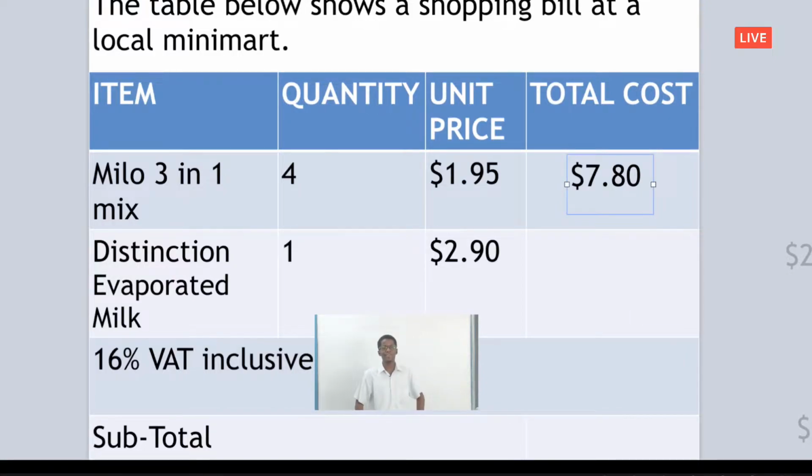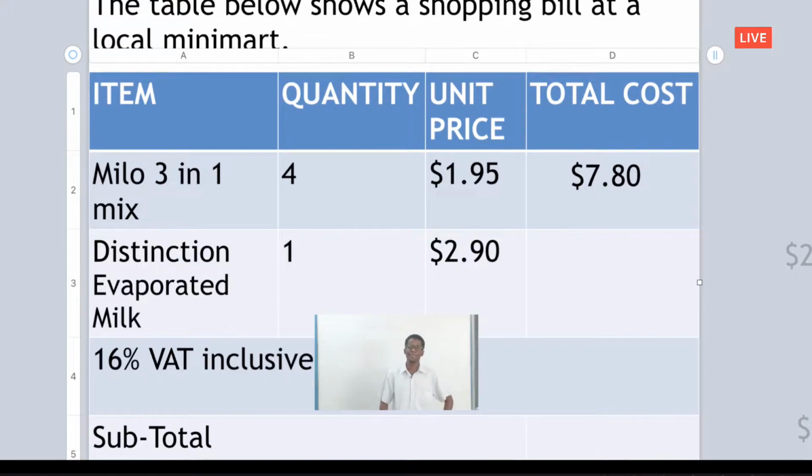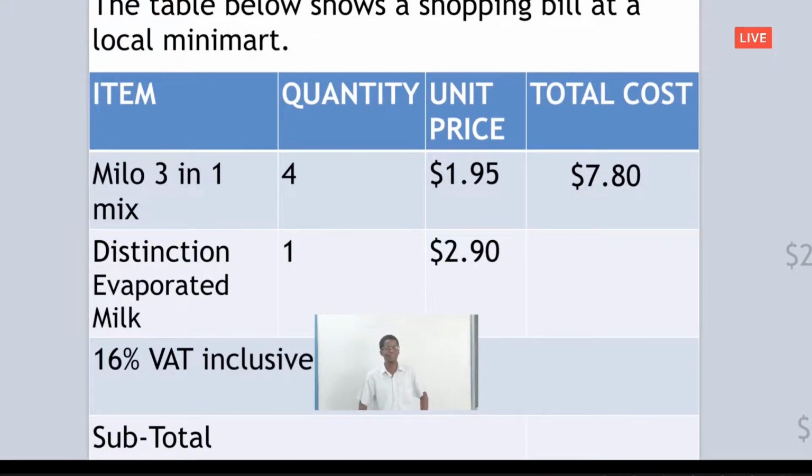Now, if we are buying one Distinction evaporated milk at $2.90, how much will that be? Yes, the hand in front, $2.90. So, what will be the cost for the items that the person is buying? Can someone tell me quickly what will be the total cost? How much will you be paying? Okay, you said $10 and how much? 70 cents? Okay. So $10.70. That's the amount that we'll have to pay.